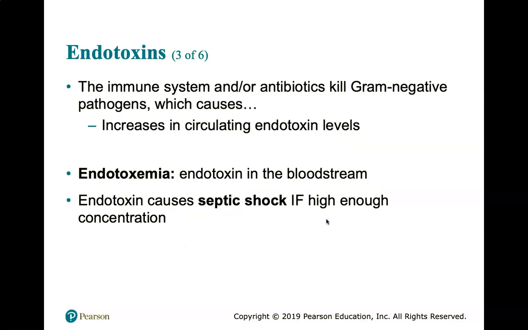The immune system is pretty good at getting rid of the toxins. It's also really good at getting rid of pathogens. But again, killing the gram-negative organism releases more toxin. Endotoxemia just means, remember we said toxemia is talking about toxin in the blood, this is more specific. This is endotoxins in the bloodstream. And then eventually a person could go into septic shock if it's a high enough concentration.